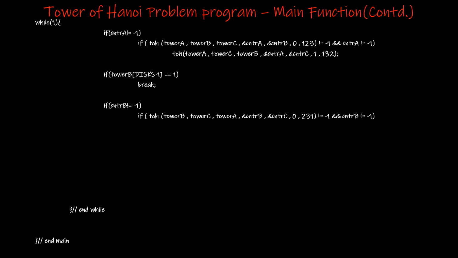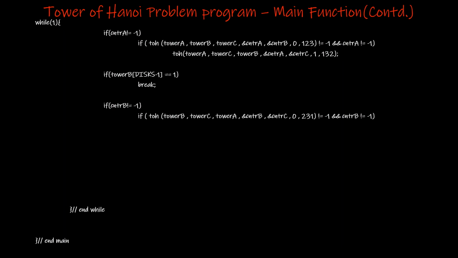And then we call the TOH function again. Of course, the source tower is going to be B, the target tower is going to be tower C, and tower A is the third argument for printing purpose. We are going to pass the positions of counter B and counter C to indicate where the source disk is present, where you have to position that disk. Value 0 to indicate it's the first call from the same source tower, which is tower B.